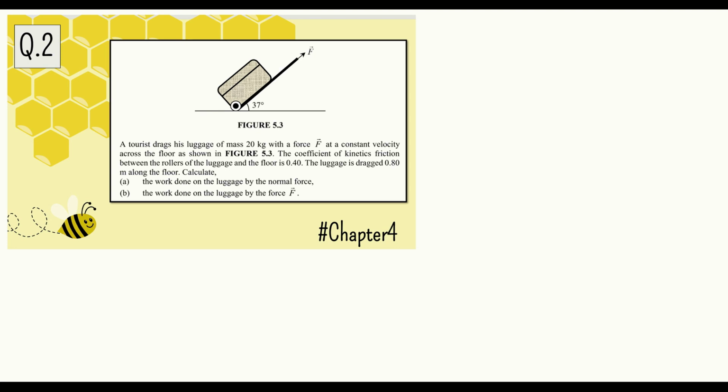Question number 2 is from chapter 4. We have the case of a tourist who drags his luggage. We have a luggage of mass 20 kilograms with a force of F. So this is basically our external force at a constant velocity.